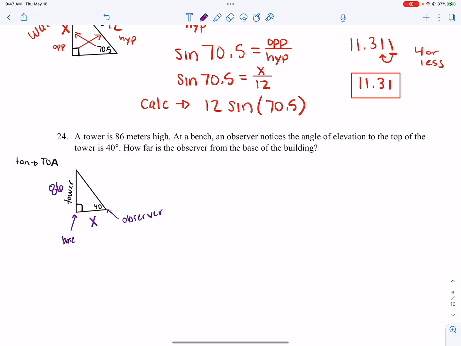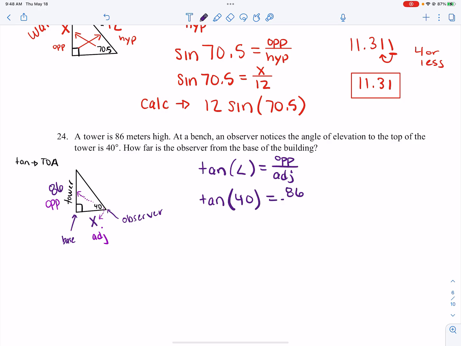So they gave us, from my angle, that's the opposite. And then they also gave me the adjacent. If I have opposite and adjacent, that tells me I have to use tan because of TOA. So the tan of my angle is equal to opposite over adjacent. So the tan of the 40 degrees they told me is equal to my opposite, which is 86, over my adjacent, which is x.